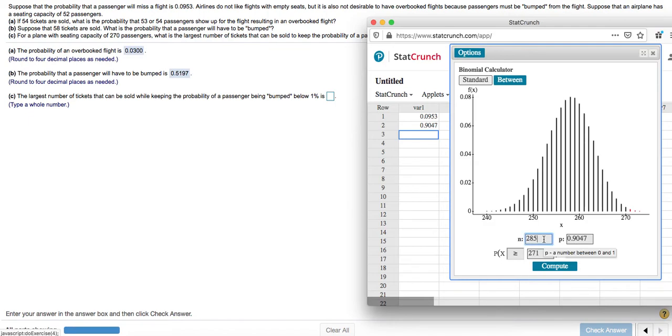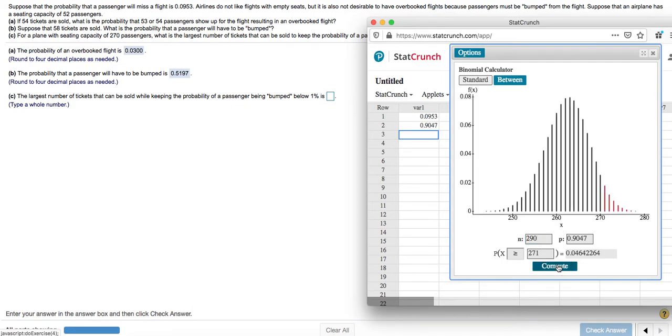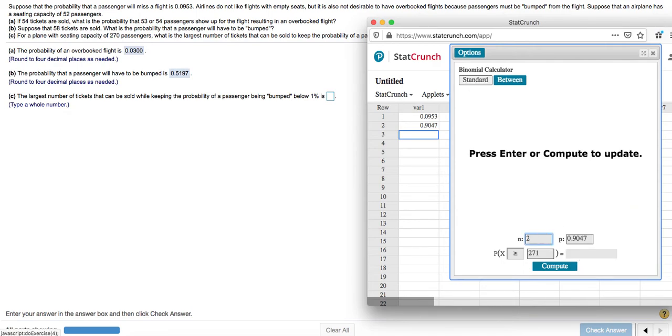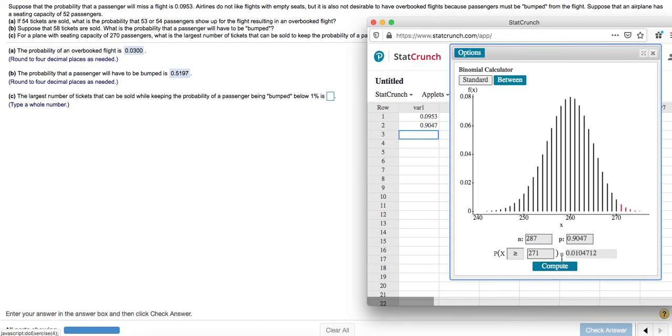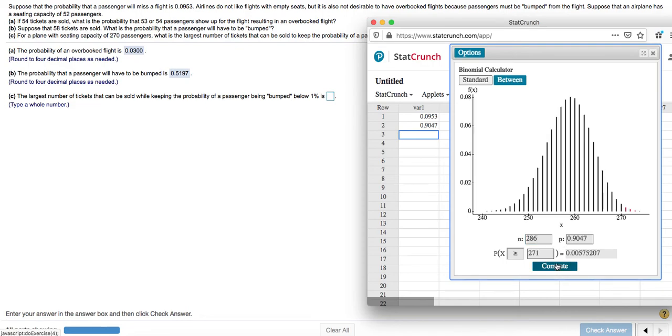So maybe I'll try 290, see what happens there. Okay, that's too many. When I chose selling 290 tickets, now we're at 4.6%, so that's too far. So maybe I'll do 287. Just trying to narrow in on the answer. Okay, 287 tickets actually put me over 1%. So maybe I'll try 286.